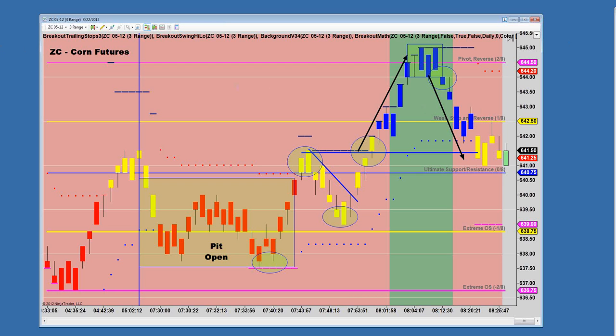ZW is another one. I don't have the chart up here. It's on another screen, but that's another one to watch. ZW, that's the wheat futures. Both of those are the May contract right now.